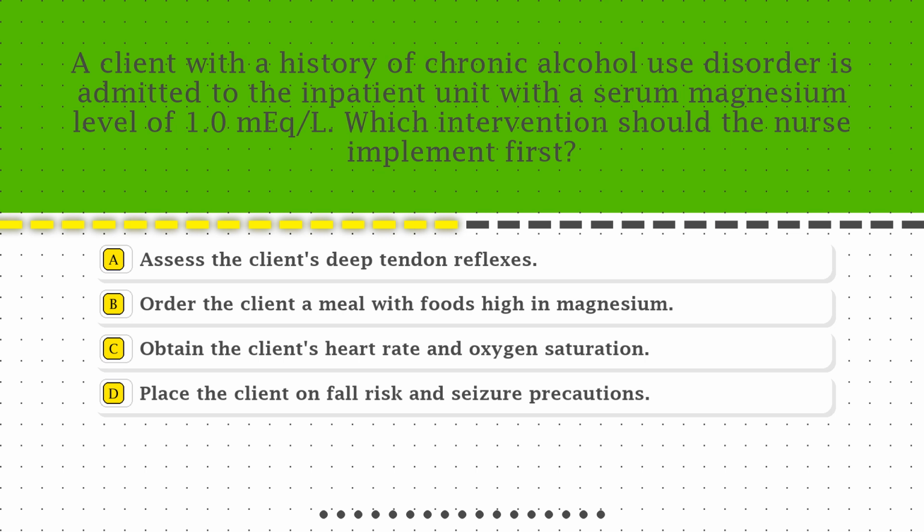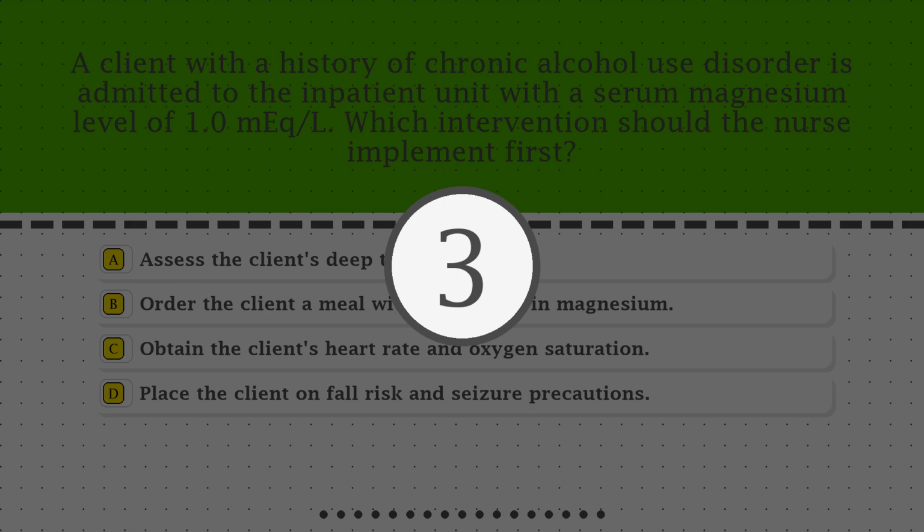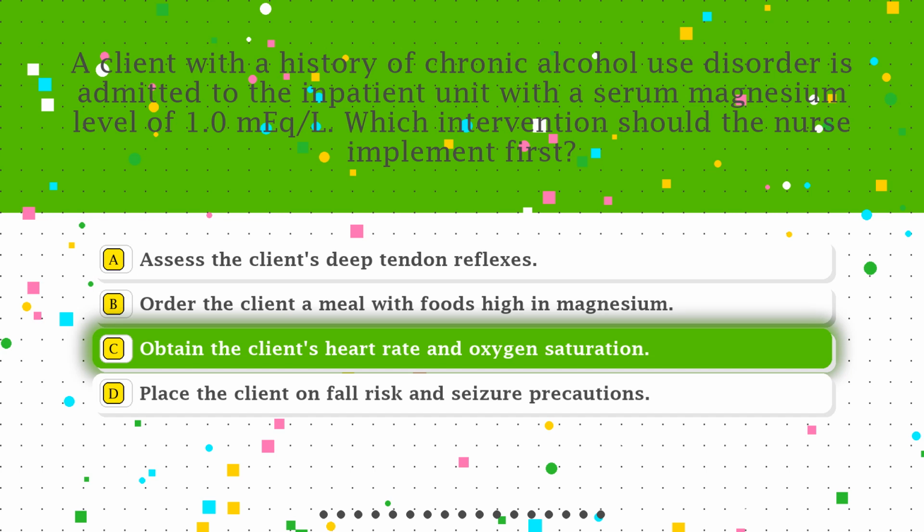Option A. Assess the client's deep tendon reflexes. Option B. Order the client a meal with foods high in magnesium. Option C. Obtain the client's heart rate and oxygen saturation. Option D. Place the client on fall risk and seizure precautions. The correct answer is option C. Obtain the client's heart rate and oxygen saturation.